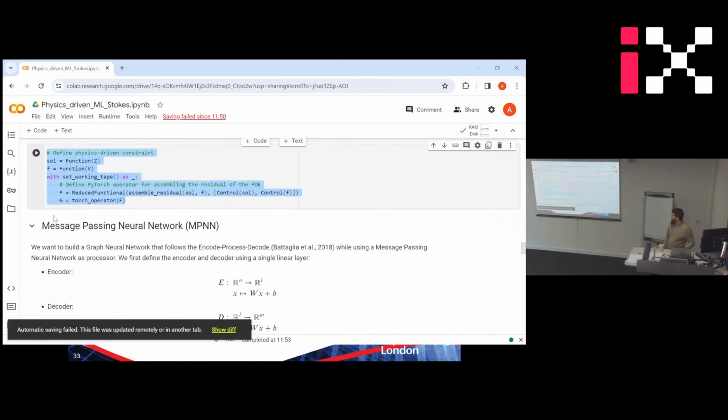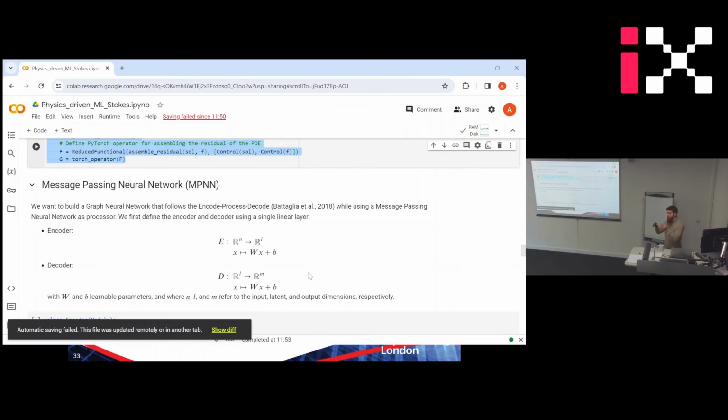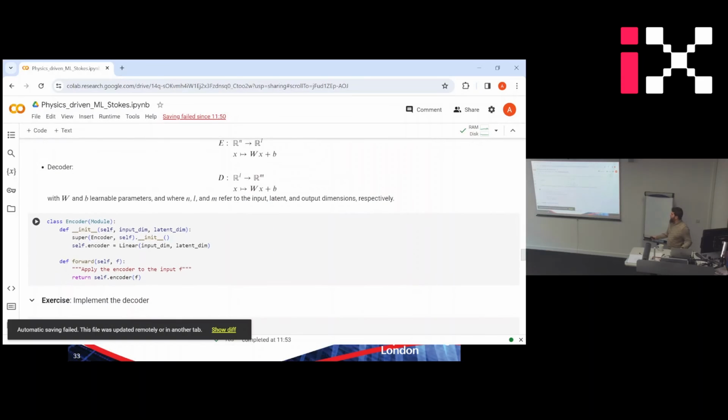Okay, we have 10 minutes left, so I think we're going to speed up. Okay, what we want to do is have encode, process, decode. It works well, as shown to be successful. We want to have that. Encode and decode will simply be a linear layer, a simple linear layer, right? You map from an input dimension to the latent dimension for the encoder, and from the latent dimension to the output dimension. So we'll start by doing this here.